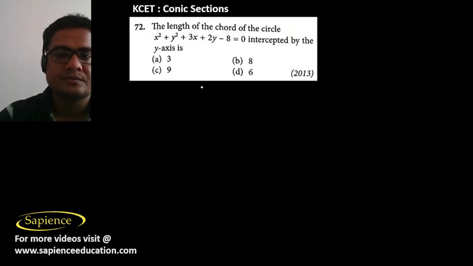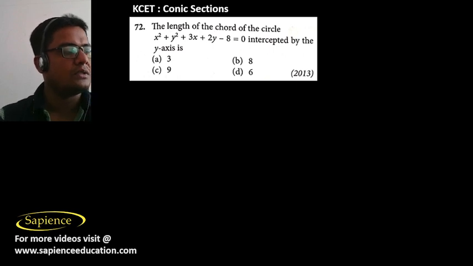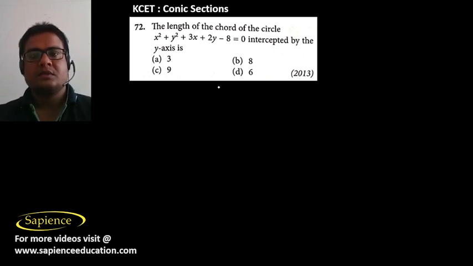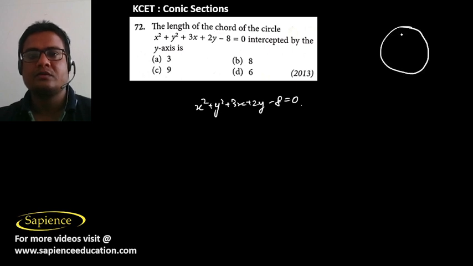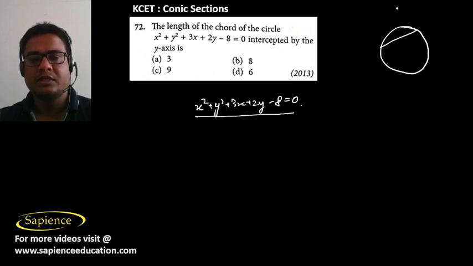Then it is told the length of the chord of the circle x square plus y square plus 3x plus 2y minus 8 equal to 0, intercepted by the y-axis. The length of the chord of the circle which is intercepted by the y-axis.